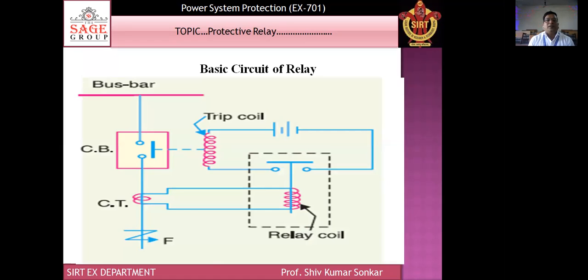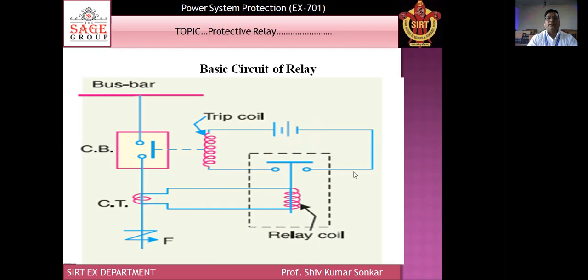This is the basic circuit of a relay. Here, this is the bus bar and CB is the circuit breaker. This is the transmission line, this is the CT, this is the trip coil connected to the battery, and this is the relay coil. This is the basic circuit of the relay.